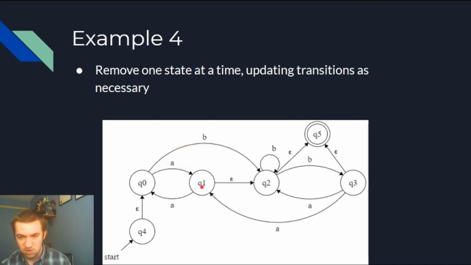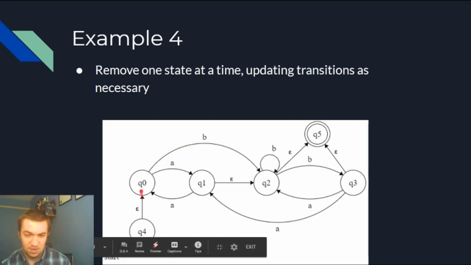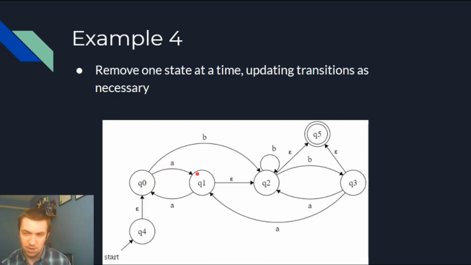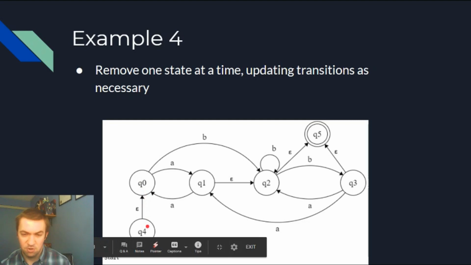It also could go to Q1, and to do so, it once again takes the epsilon transition, then takes the character A, and ends up in Q1. So we now can just add an edge directly from Q4 to Q1, and it's going to take the character A. Pretty simple. What happens to Q1 is a little bit trickier.